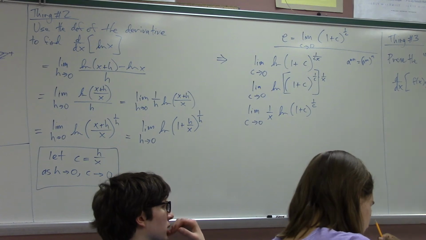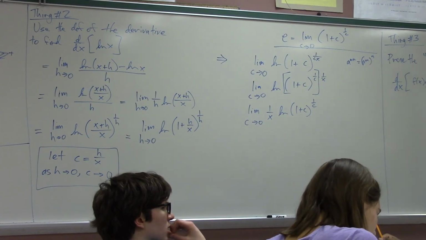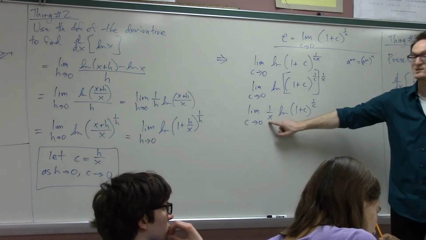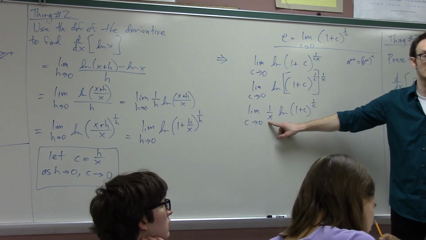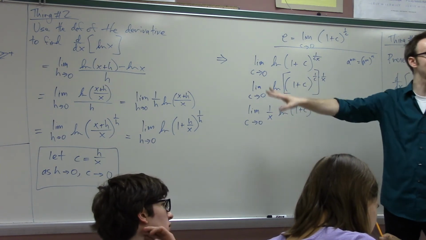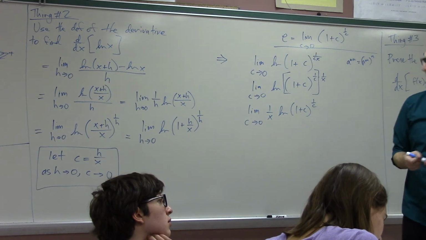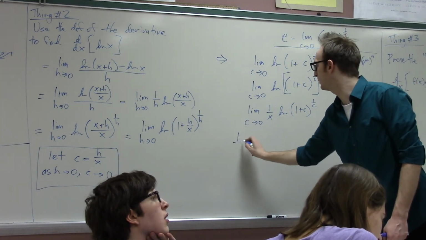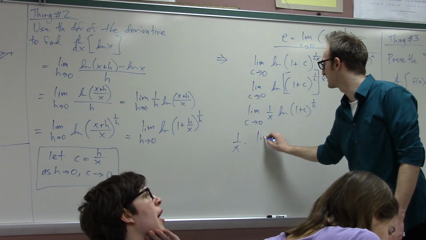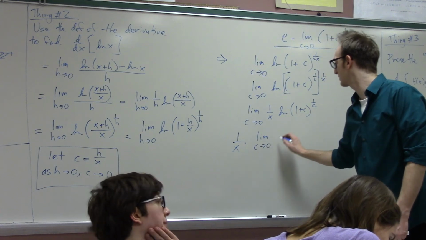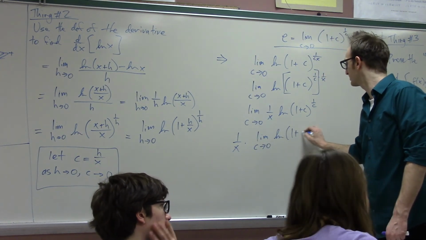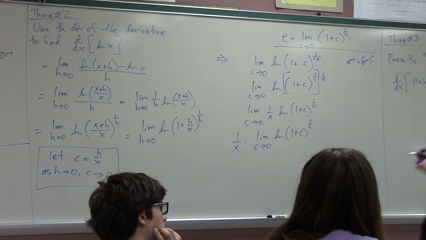And 1 over x is a constant. Yes, now Emma says we're taking the limit as c goes to 0, so x is a constant as far as we're concerned for the moment, right? So I can just take the 1 over x straight out of the limit. Is that okay with you? Yeah, should be. So this is now 1 over x times the limit as c goes to 0 of the ln of (1 plus c) to the 1 over c.